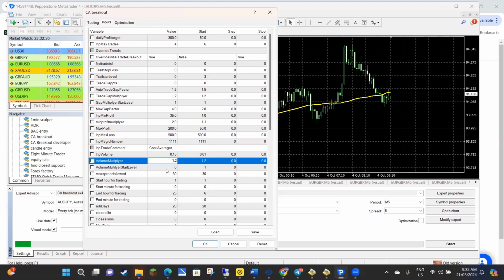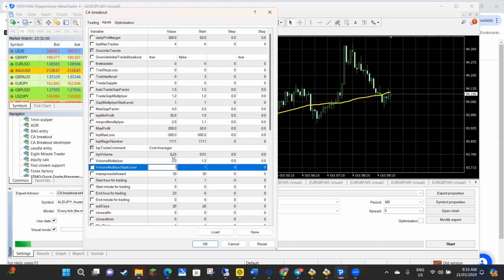And you can set a start level for the multiplier. So if I had the multiplier set at 2, but the start level set at 3, then the first trade would be 0.15, the second trade would also be 0.15, but then the third trade would go up to 0.3.